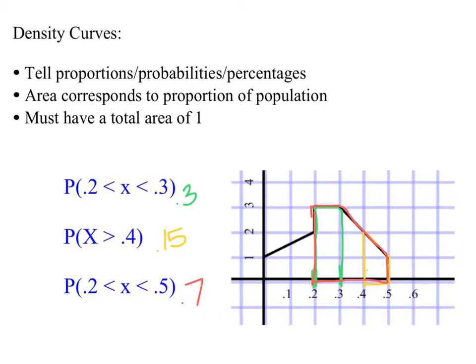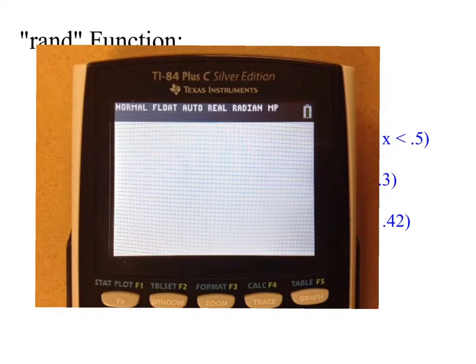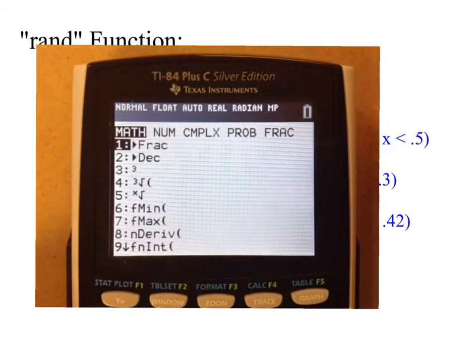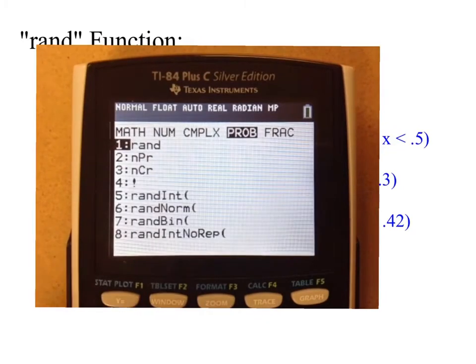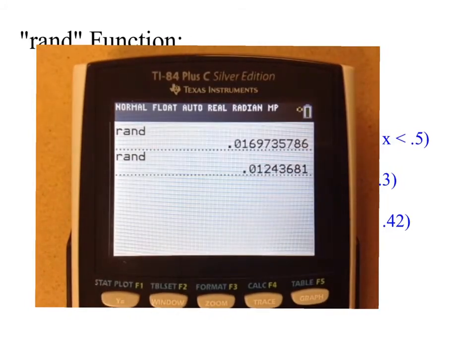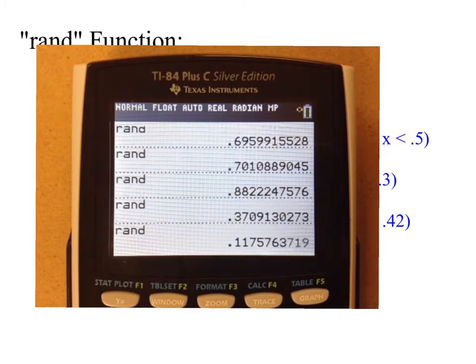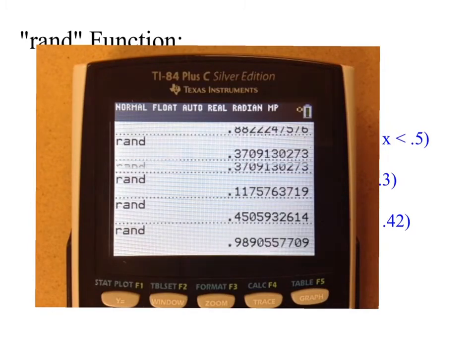Let's talk about one that's maybe a little more realistic. You have a function on your calculator called rand. And here's how this works. If you go to the math button and then scroll over to PRB, you'll see the very first thing is rand. And if you begin hitting enter, you get random numbers between 0 and 1. Just random decimals. Okay?